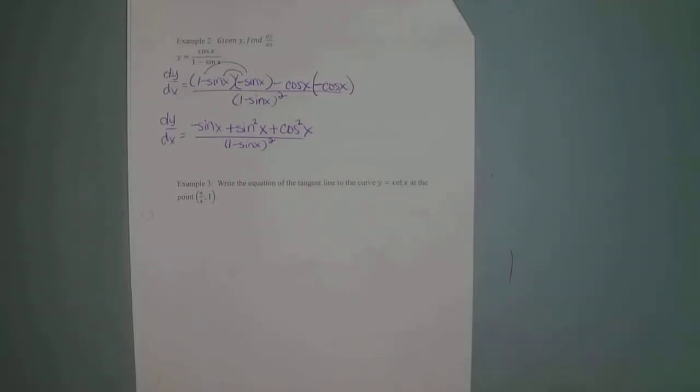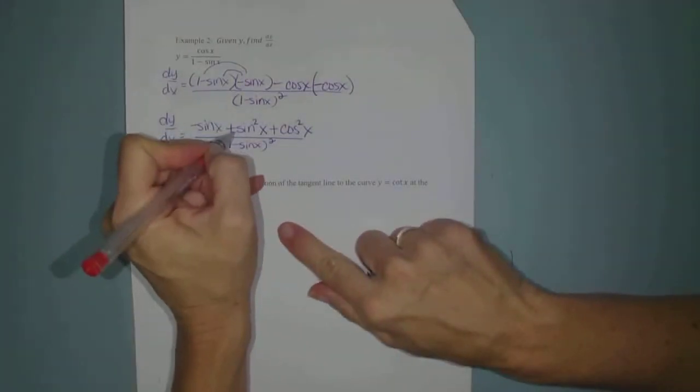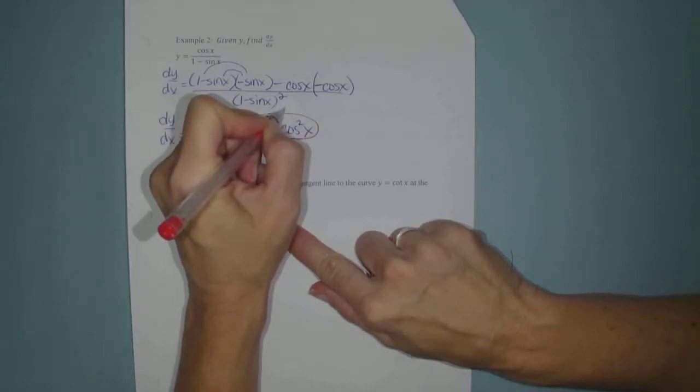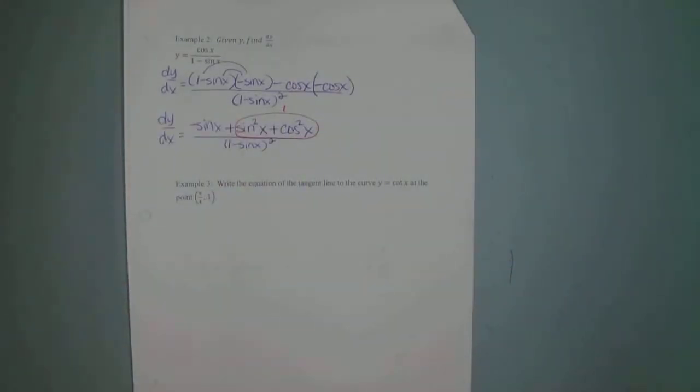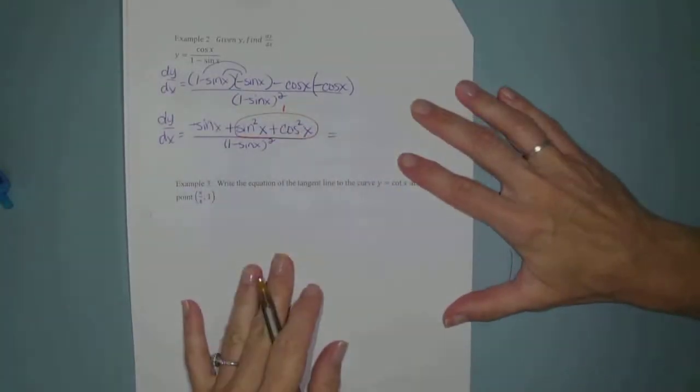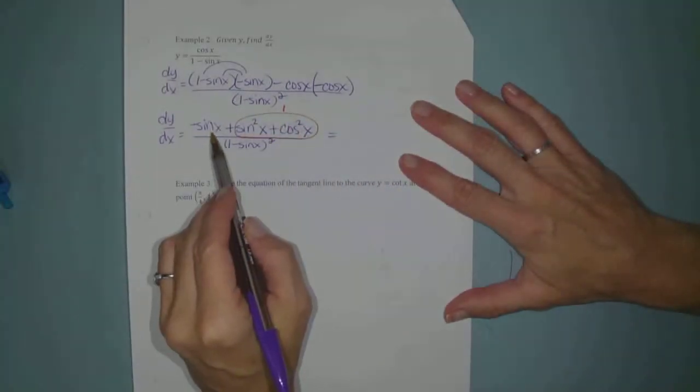Okay, right here in the numerator, do you see it? You have your Pythagorean identity. This is 1. So I'm going to rewrite the numerator as 1 minus sine x.